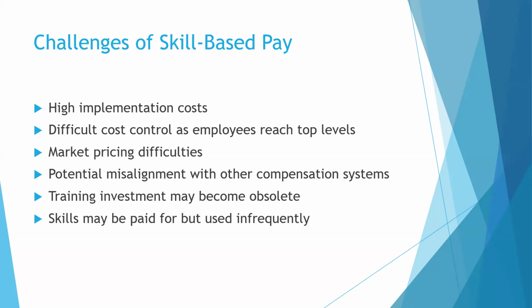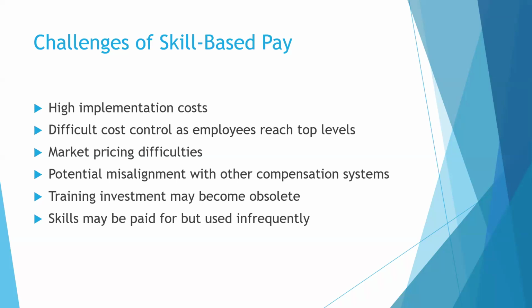Market pricing can be very difficult with skill-based pay, again, because the market pay information is based on job roles and not skills. There can be potential misalignment with other compensation systems. A skill-based pay system can often be on top of a job-based pay system, but that can be really difficult if you have people who are learning skills for other people's job roles or the tasks in their job roles. How do you make sure that their pay is equitable or fair in the organization when you have two different things going on and people getting different kinds of pay for different reasons?